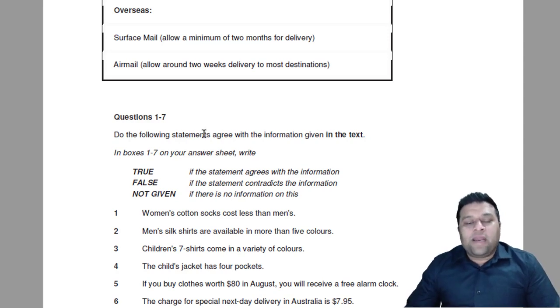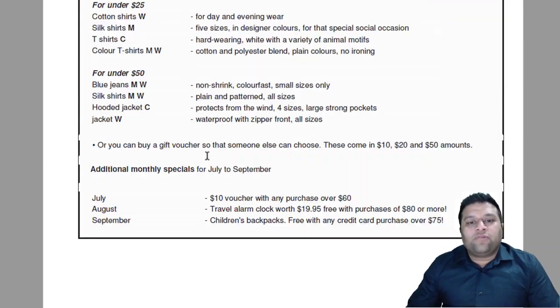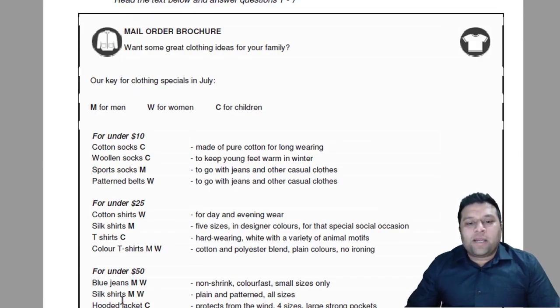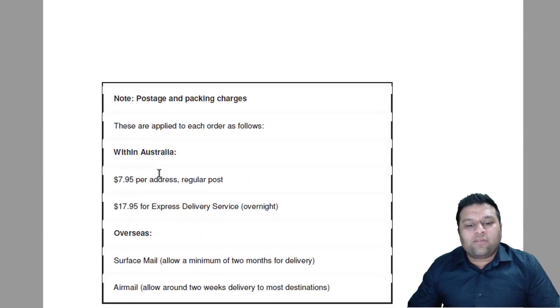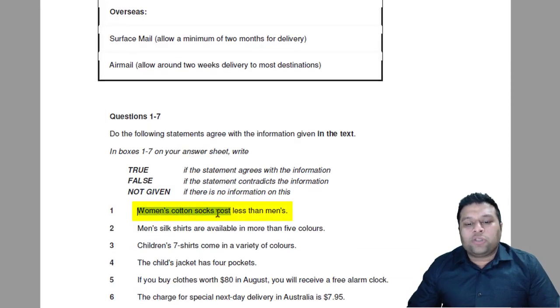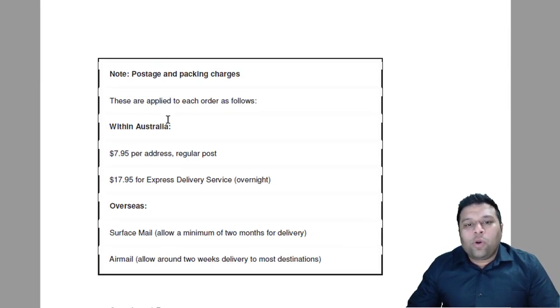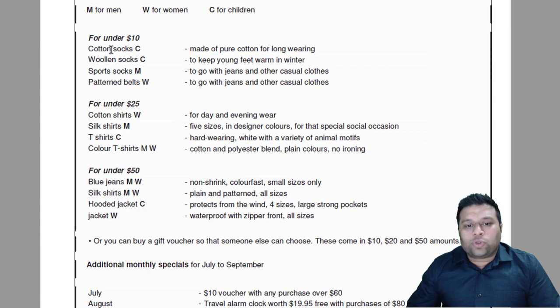Your answers can be anywhere. Anywhere means the first answer can be on top, the second in the middle, the third on top, the fourth towards the end, the fifth on top again. For these questions you need a little bit of indexing. What I mean by indexing is, for example, it says women's coats and socks cost less than men's. So we are looking for women's coats and socks. It says coat and socks, and then coat and socks woman. Woman means W, so we have to find W, and then we have to find woman coat and socks.